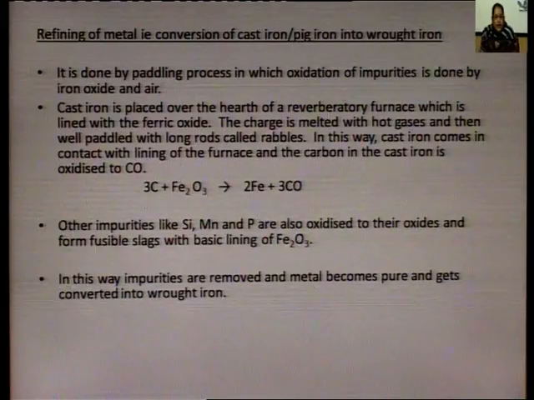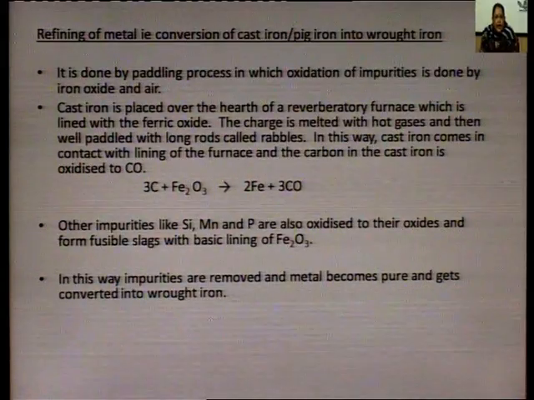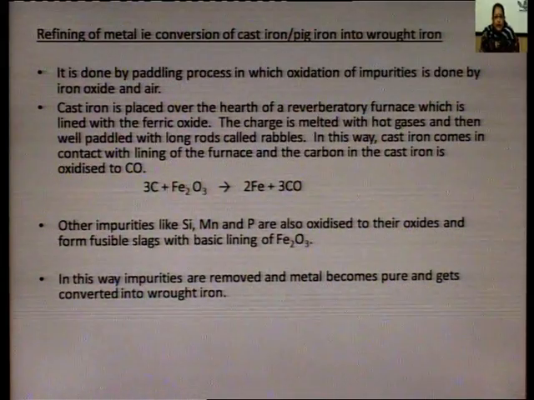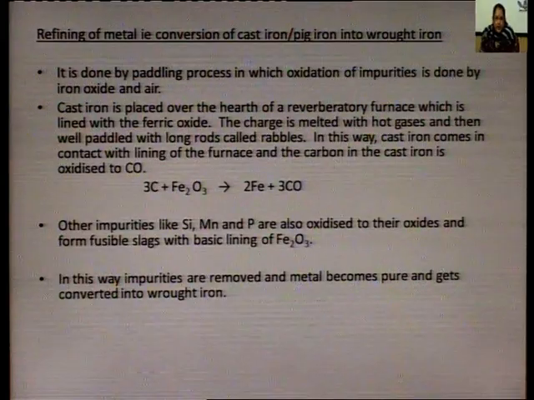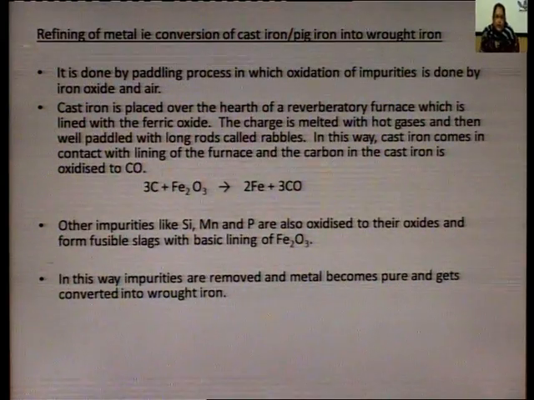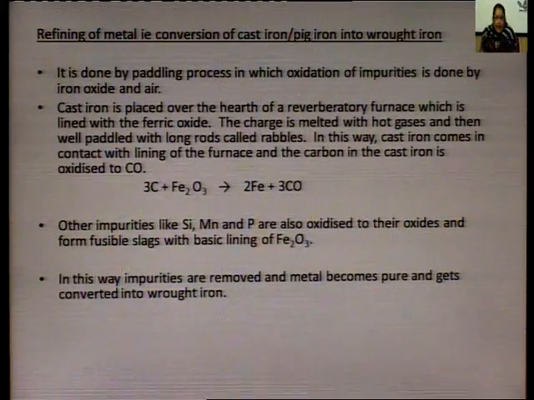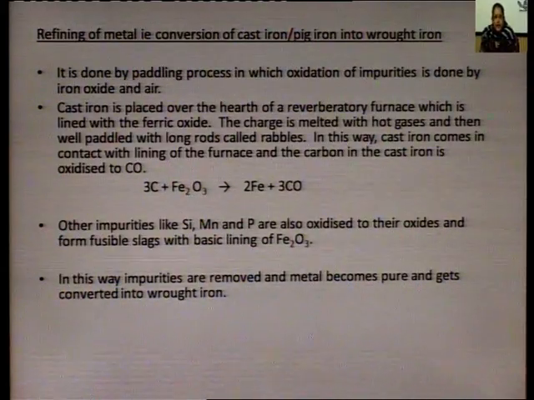Or you can say, if we refine the metal, this cast iron or pig iron will automatically get purified, means we will remove the impurities from the cast iron and pig iron, and automatically it will get converted into wrought iron, because wrought iron is the purified form of iron. So, you can also say that the refining of metal step can also be called the conversion of cast iron or pig iron into wrought iron. That is one and the same thing.